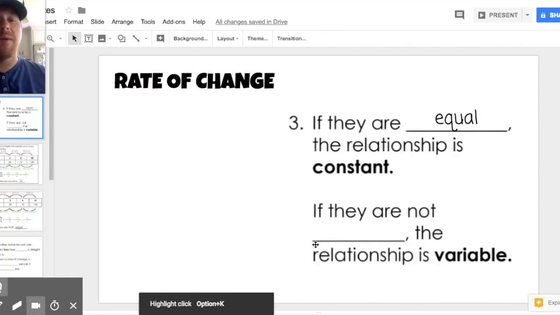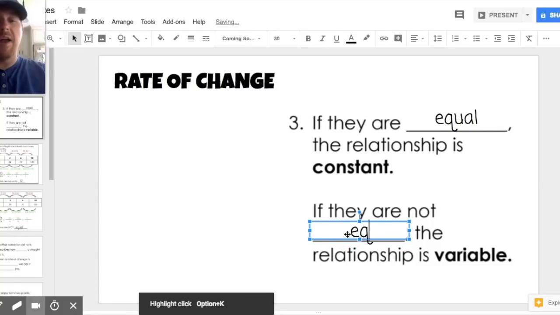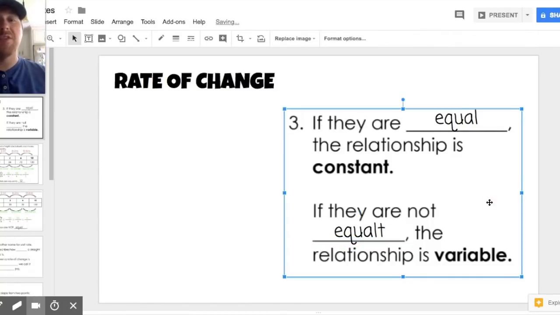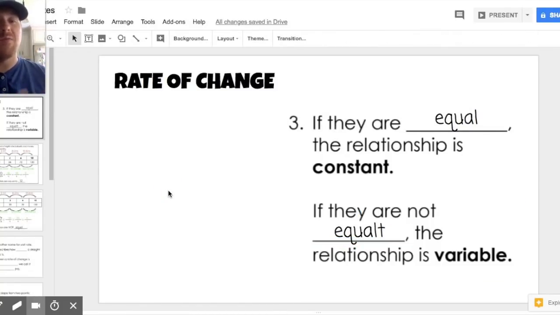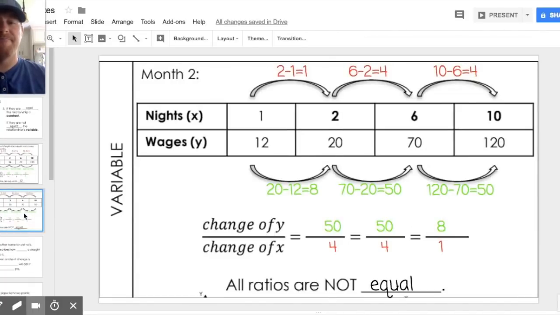So now, let's talk about what happens if they are not equal. If your rate of change is not equal, we call that relationship variable. All right? It means it's changed. So variation means changing. So let's take a look at those. So this is a variable rate of change. So let's talk about it.